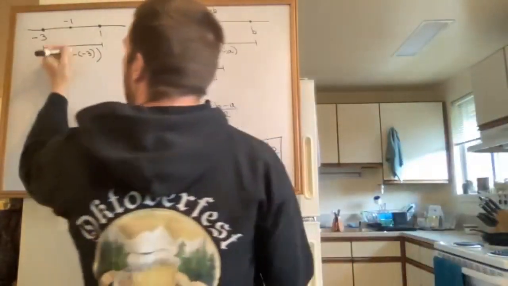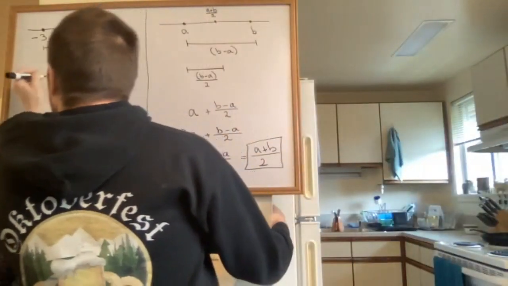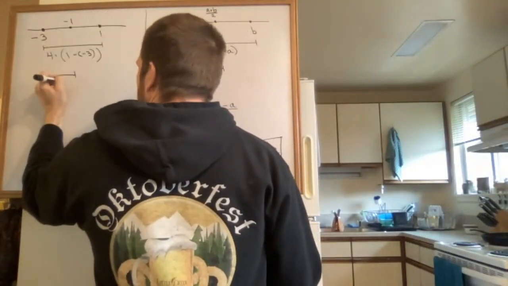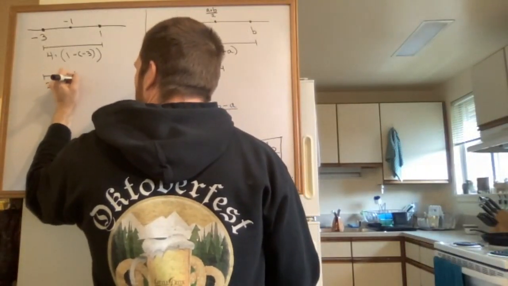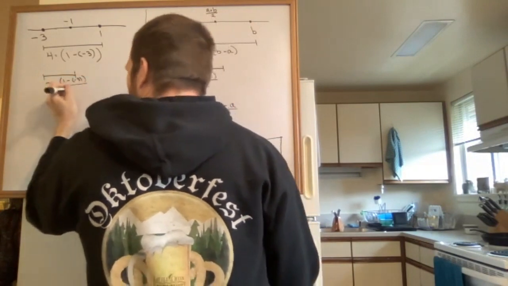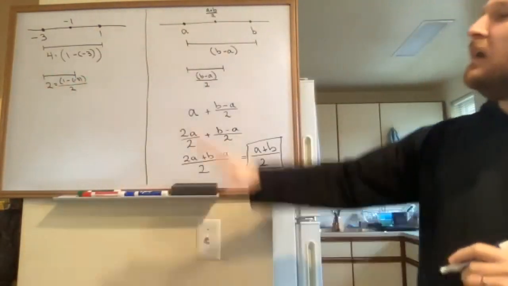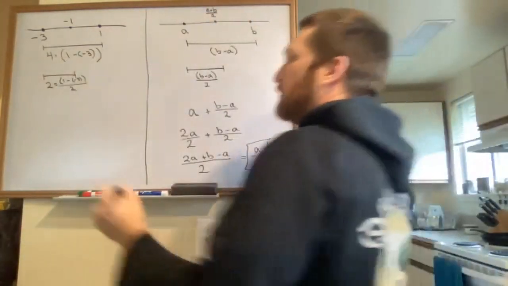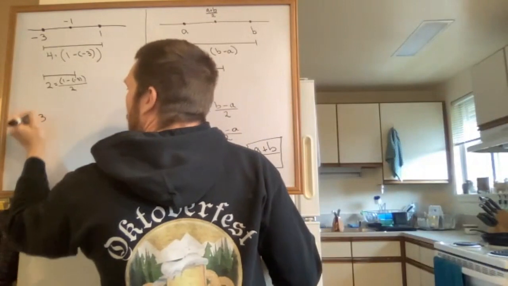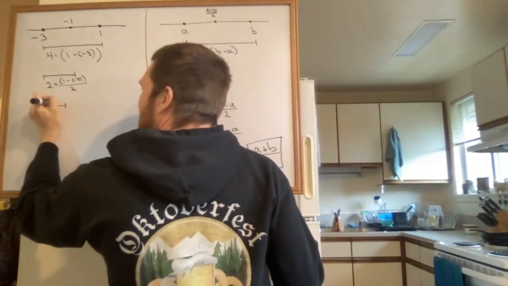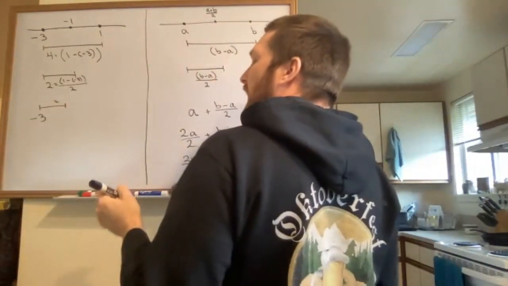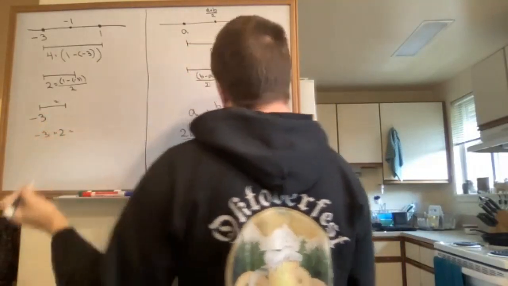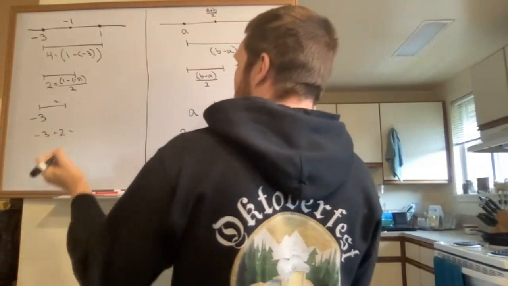What's half of that? 2. And we got that by taking the original thing we had, which was 1 minus -3, and dividing it by 2. Finally, we're going to take the left-hand point, which is -3, and add on that distance of 2, and -3 plus 2 brings us to what number? -1.